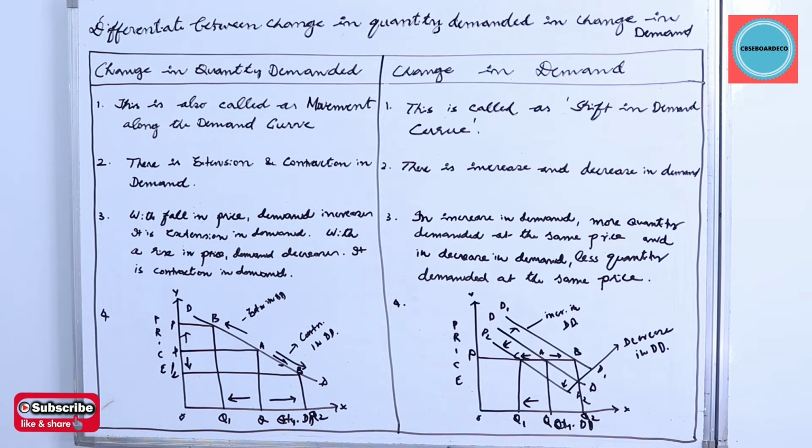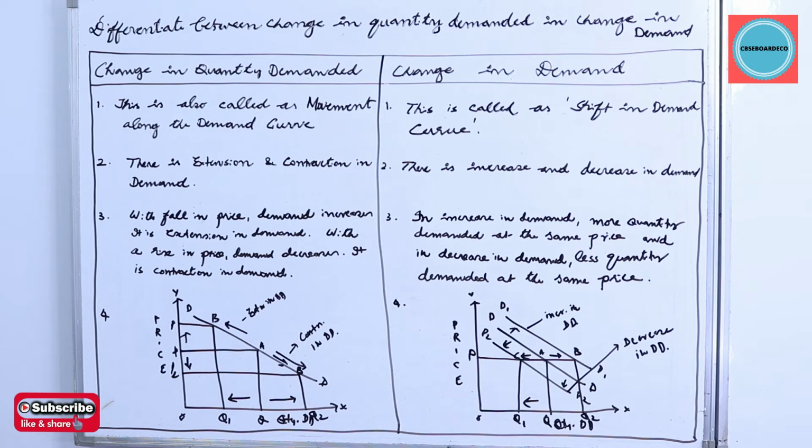Change in quantity demanded takes place due to changes in price and not due to any other factors affecting demand, like changes in income, changes in the prices of related goods, etc. Change in demand is not due to changes in price but due to other factors affecting demand, like changes in income, changes in the prices of related goods, etc.